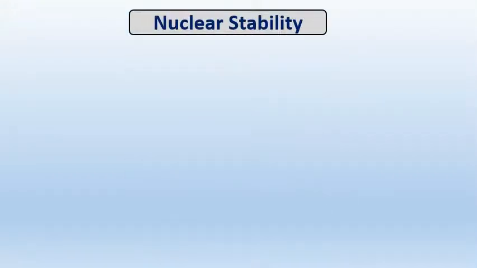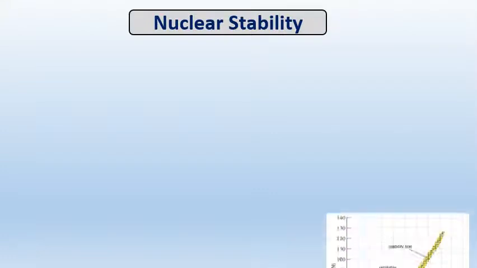Here we will talk about nuclear stability. We have two types of elements, the stable element and the unstable element. The stable elements don't tend to decay their nucleons, but unstable elements tend to decay their nucleus.